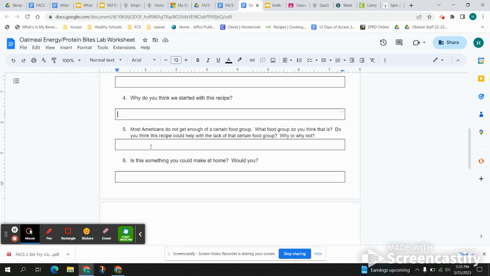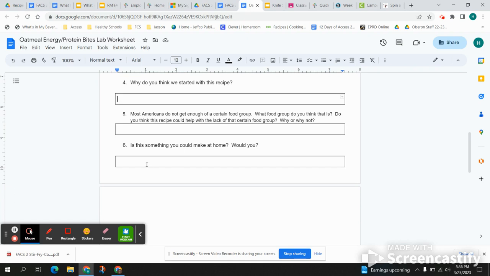Number 5 is most Americans do not get enough of a certain food group. What food group do you think that is? Do you think this recipe could help with the lack of that certain food group? Why or why not? So there's one food group that as Americans we don't get enough of. You've got to figure that out. If you want to guess, you can, or just think on your own, or you can do some research, right? Go type in what food group do most Americans lack, and see what the answer is. And then once you've got that answer, see if that food group is in this recipe, and if it is, then that might help with the lack of that certain food group. Okay, and then why or why not.